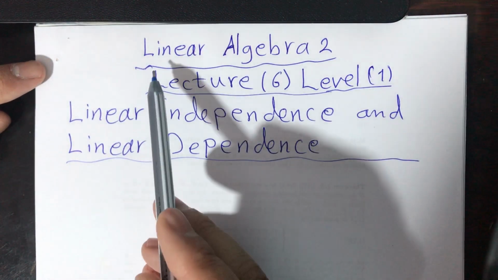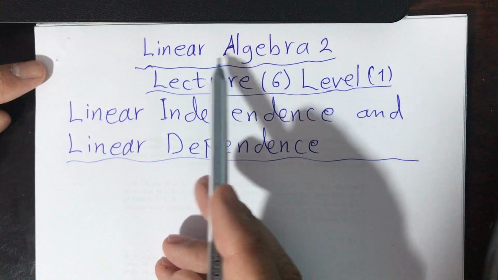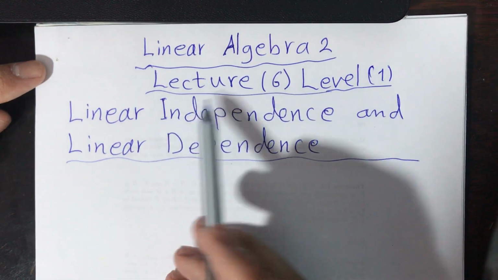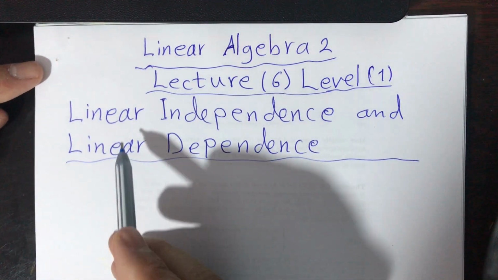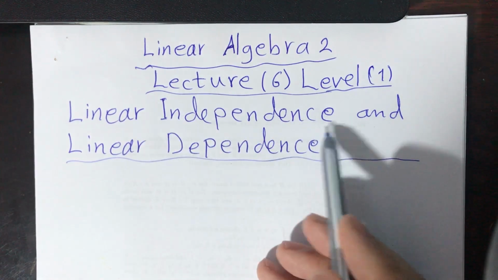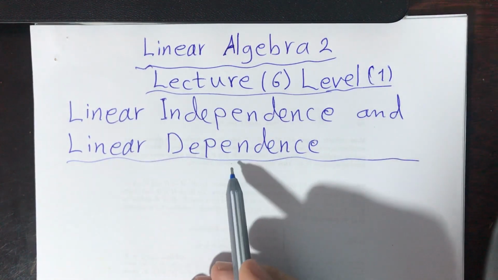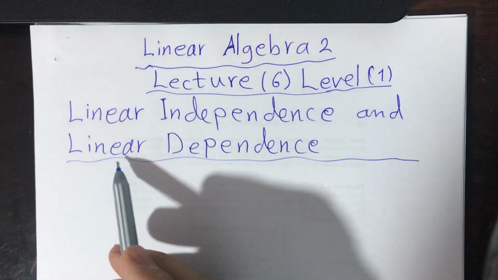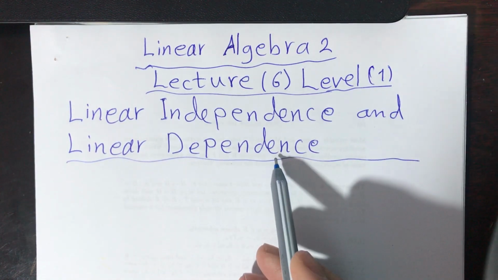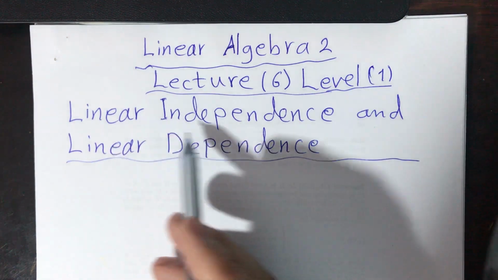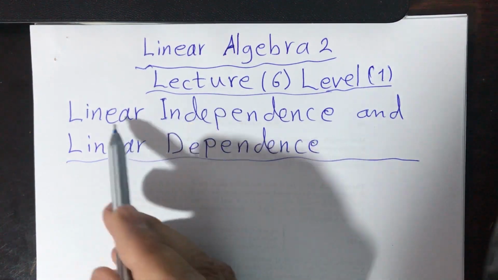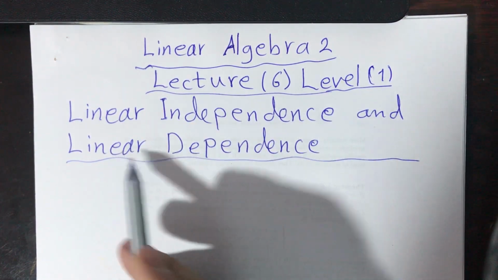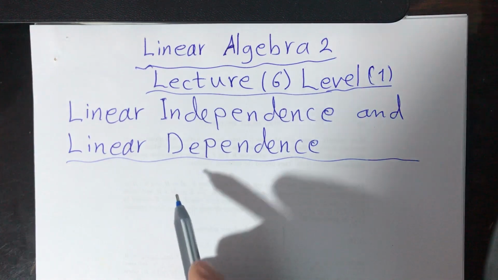Our lecture today is on linear algebra, lecture 6: linear independence and linear dependence. In Arabic, this is "مستقلة خطيا" and this is "معتمدة خطيا".